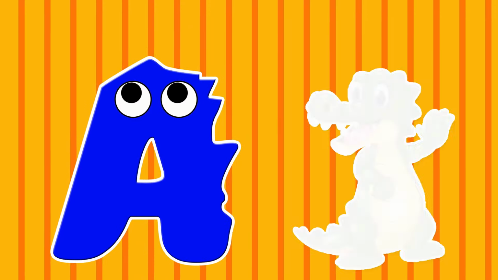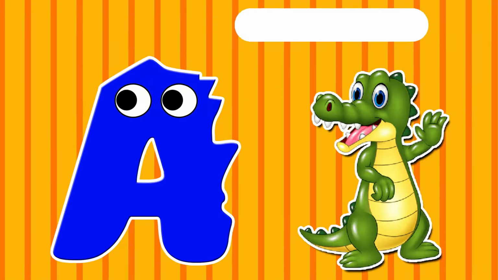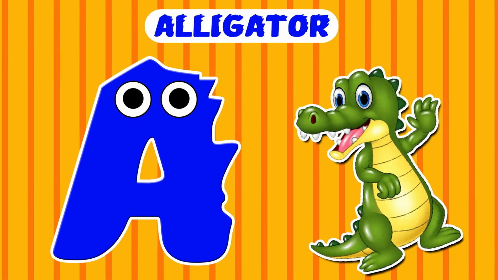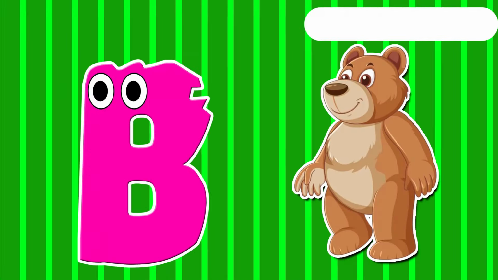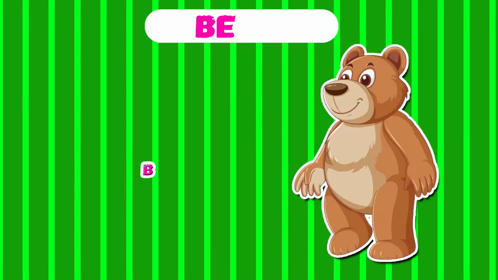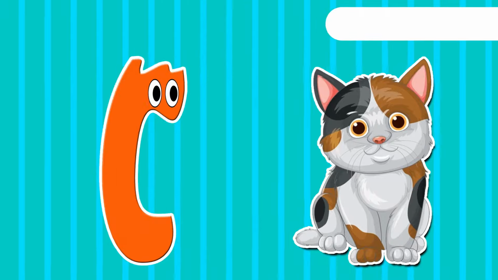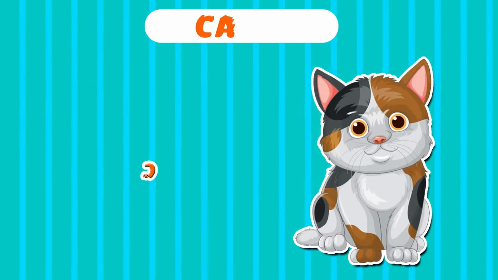A is for alligator, ah, ah, alligator. B is for bear, b, b, bear. C is for cat, c, c, cat.